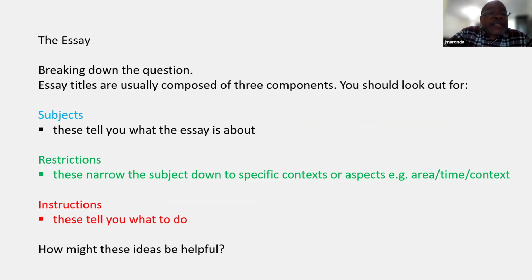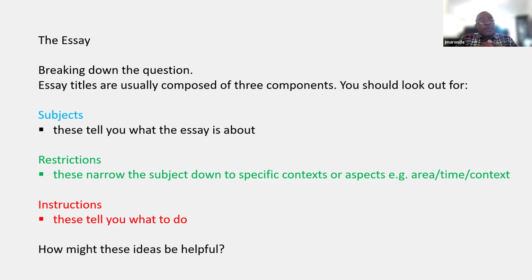And these components include three main elements, which are the subject of the essay, the restrictions, and the instructions. So the subject tells us what the essay is about in general, and restrictions then narrow us down to the specific context or aspects of that particular assignment. It could be area, time, and context. And instructions simply tell us what to do.